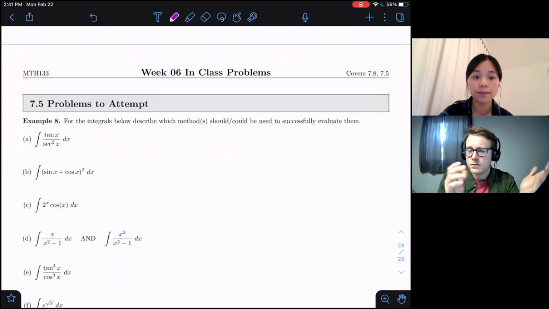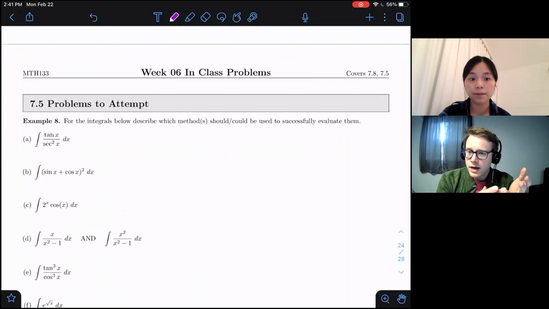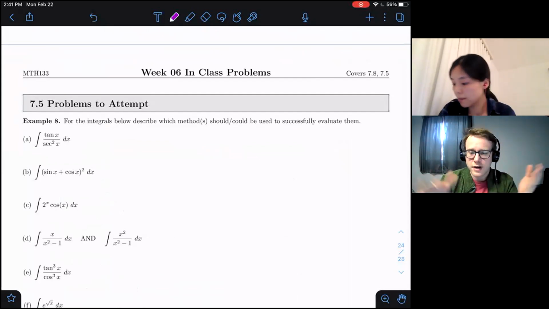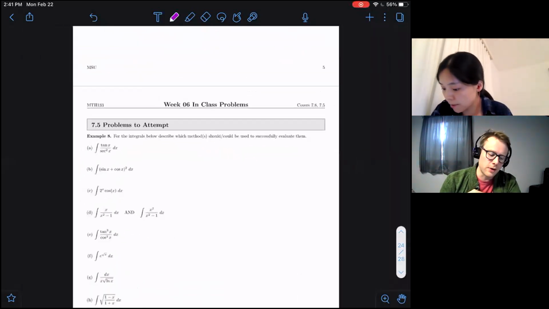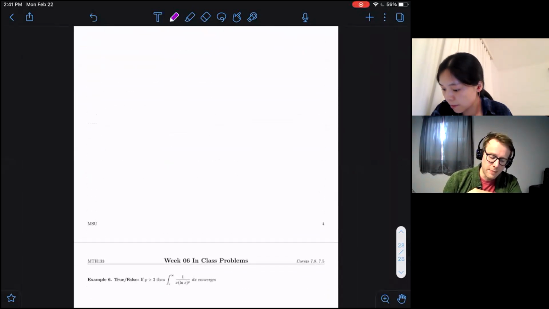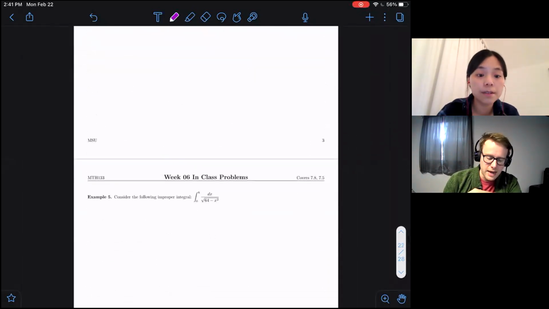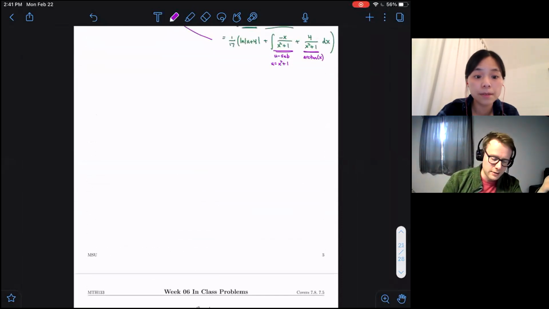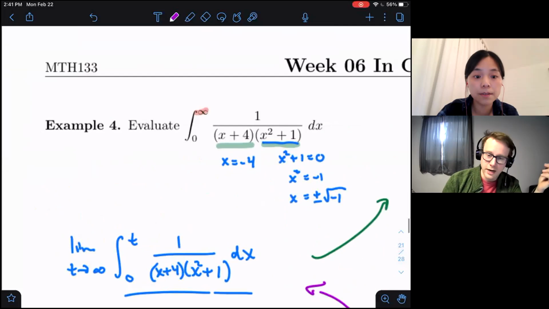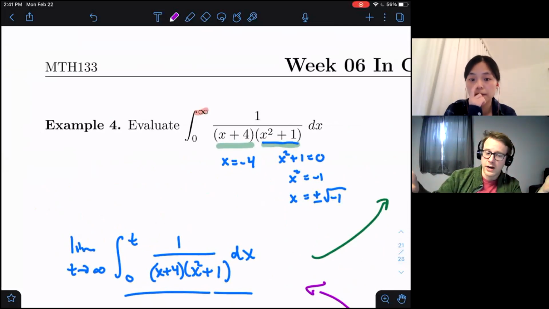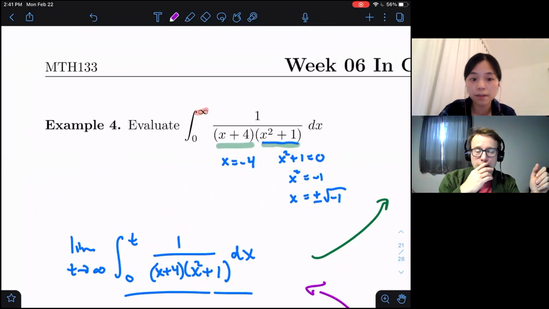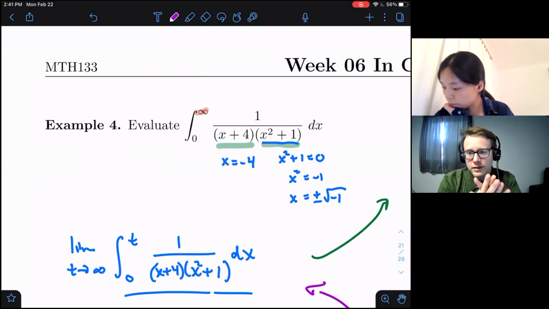How do you know when you should be using integration by parts versus when you should be using trigonometric substitution? How do you know when you need to be using partial fractions? We need to think about those sorts of questions because it's very possible that you'll get a question on the exam that just says evaluate, and it doesn't say what method to use. It just says evaluate, kind of like this one here, and we had to decide that partial fractions was the right thing to do. That's what 7.5 is going to be all about.